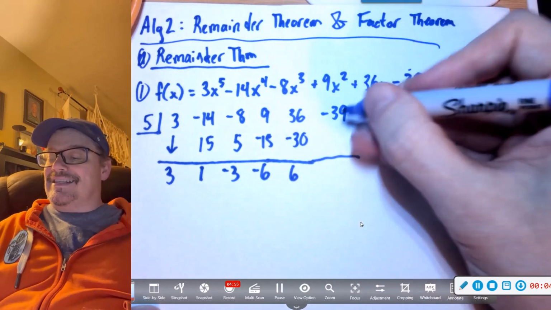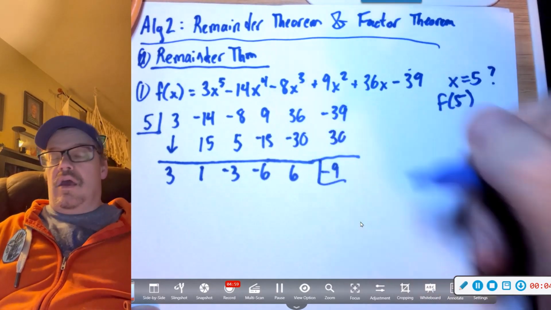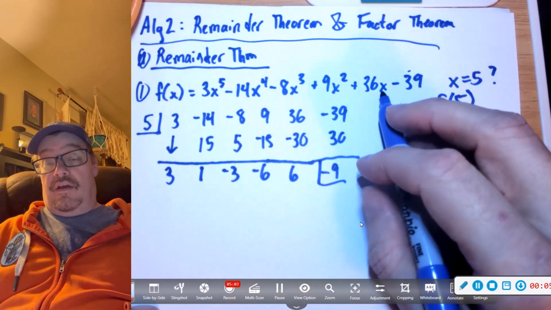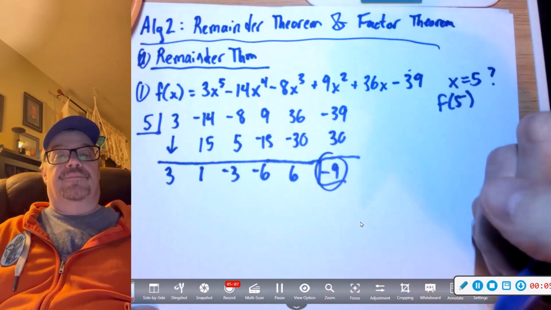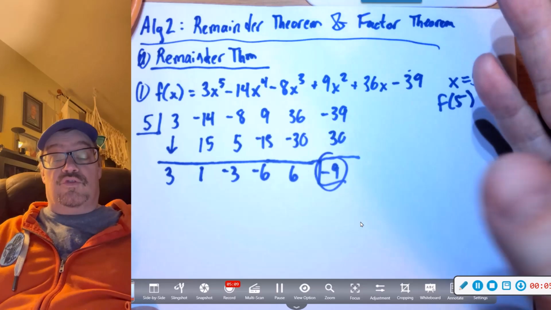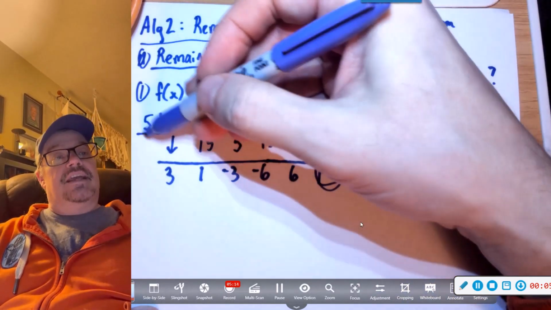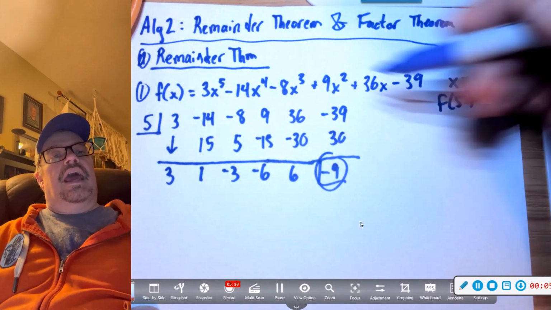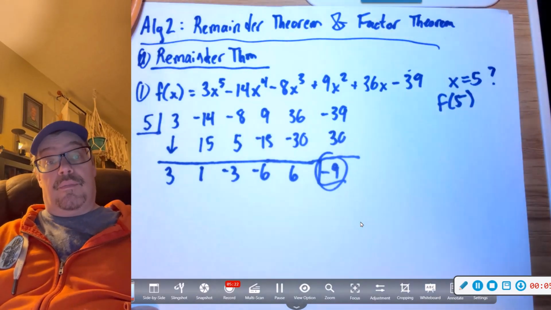5 times 6 is 30. Add those together is -9. If I plug a 5 into this function, into my calculator, and hit enter, I'm going to get -9. It's really incredible how synthetic division basically takes the 5 and runs it through all of the powers here, and then ultimately gives you the answer. That's what the remainder theorem does.